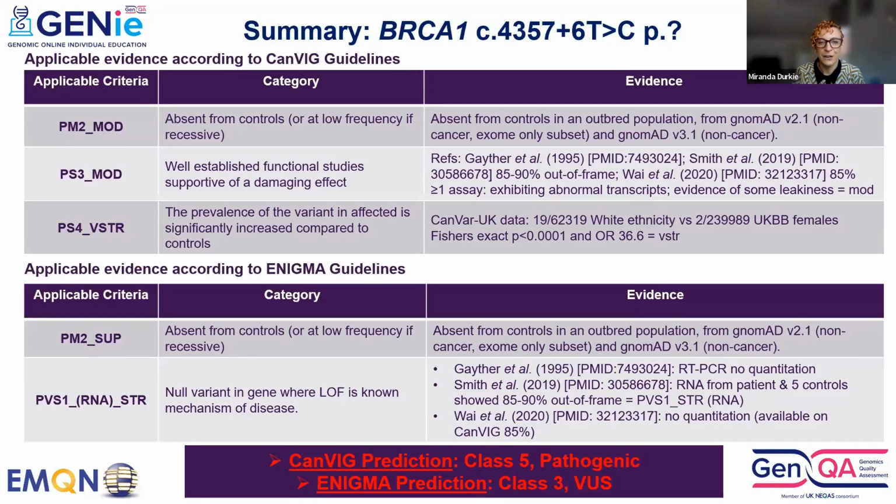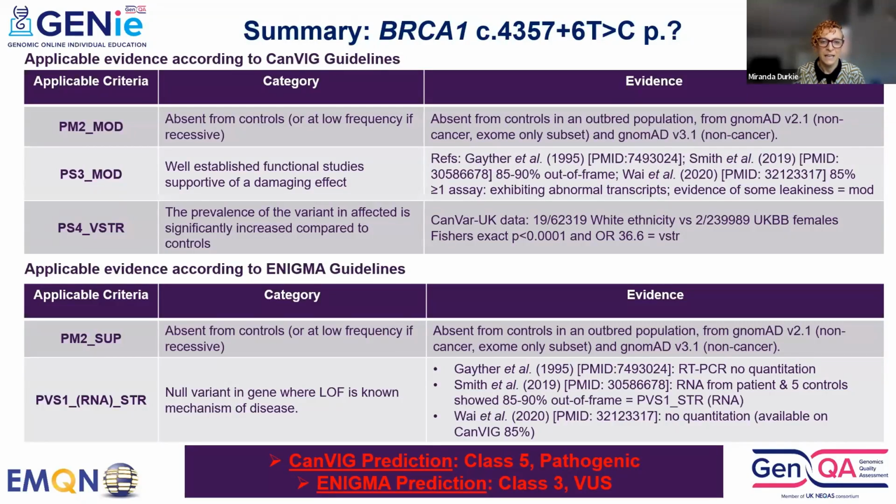Then really the key piece of information that differs between the CAMVIG and the Enigma guidelines is the case data. So in this case, we can use our CAMVIG UK data and look at the prevalence within the diagnostic population and compare it to the UK Biobank population data to get a very significant p-value and odds ratio. I'm going to come to that in the next slide, so I won't go through that in detail now.